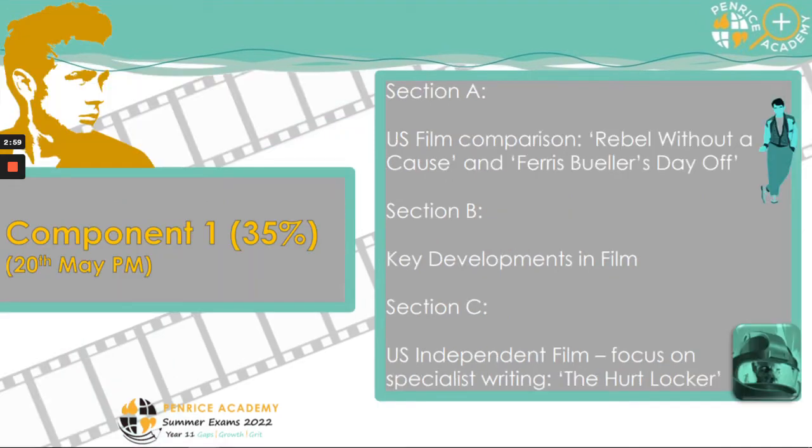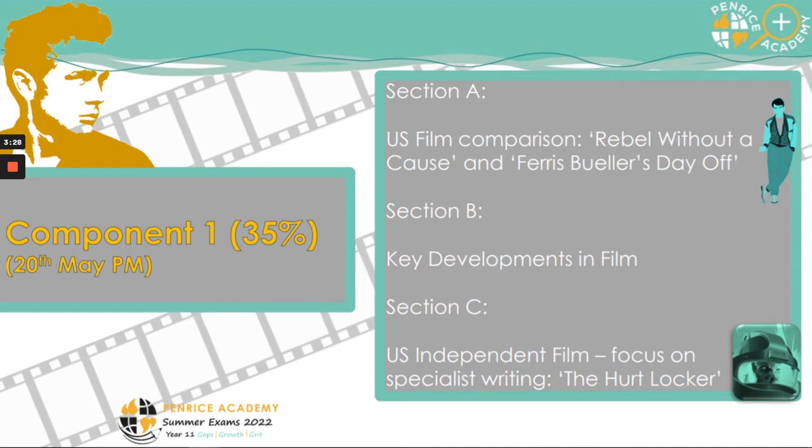So let's start by looking closely at Component 1, or Paper 1. This is the first GCSE Film Studies paper our students will sit on Friday the 20th of May in the afternoon. There are 3 sections to this exam. In Section A, the students are required to answer a series of questions on the 1955 coming-of-age drama Rebel Without a Cause and the 1986 coming-of-age comedy Ferris Bueller's Day Off.